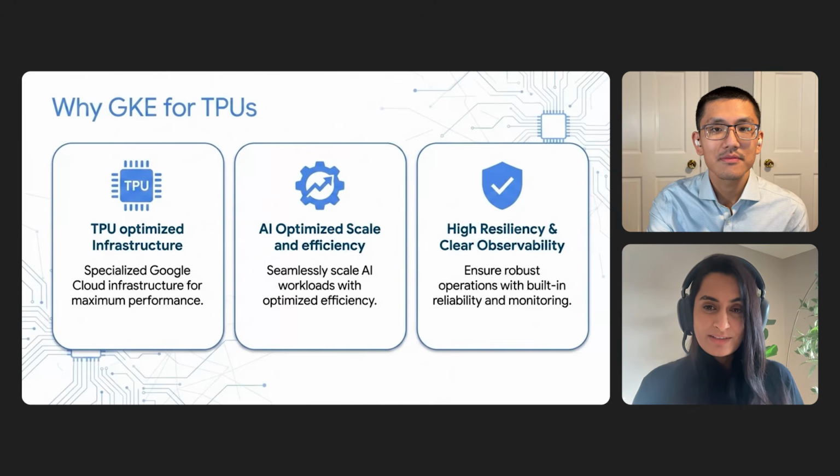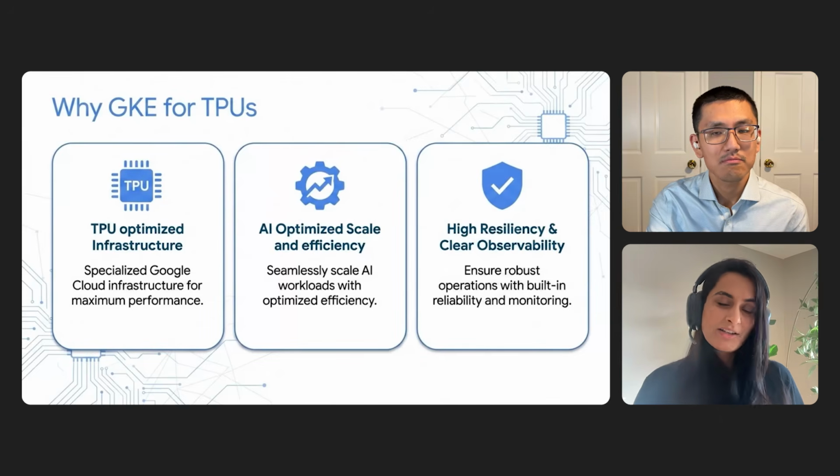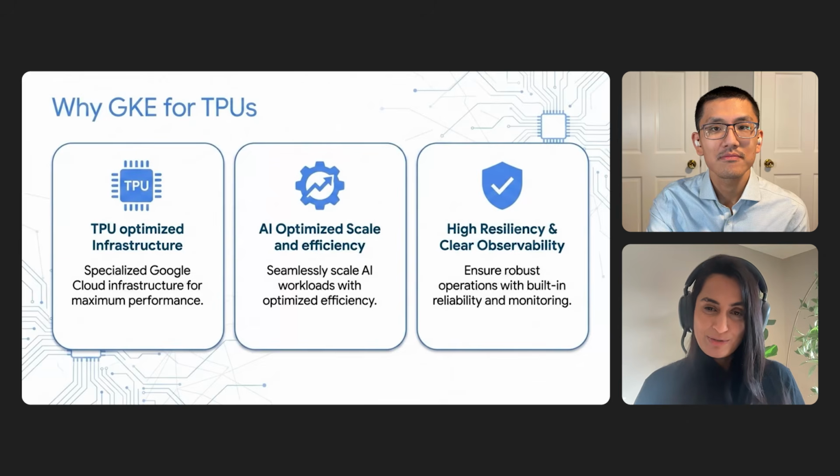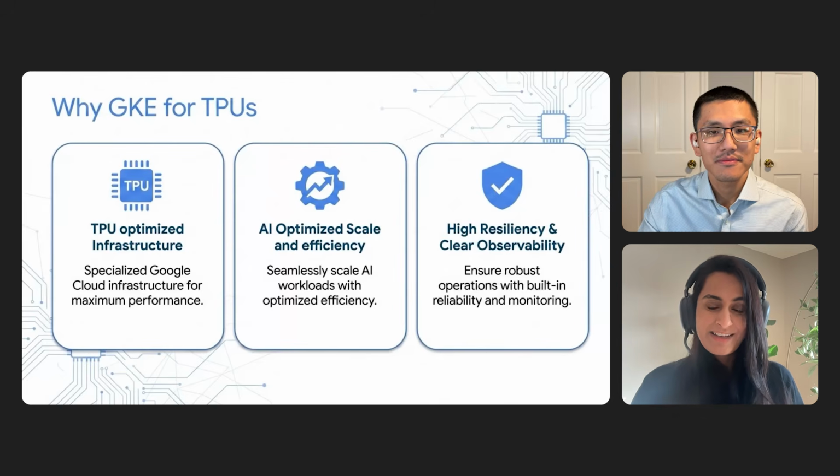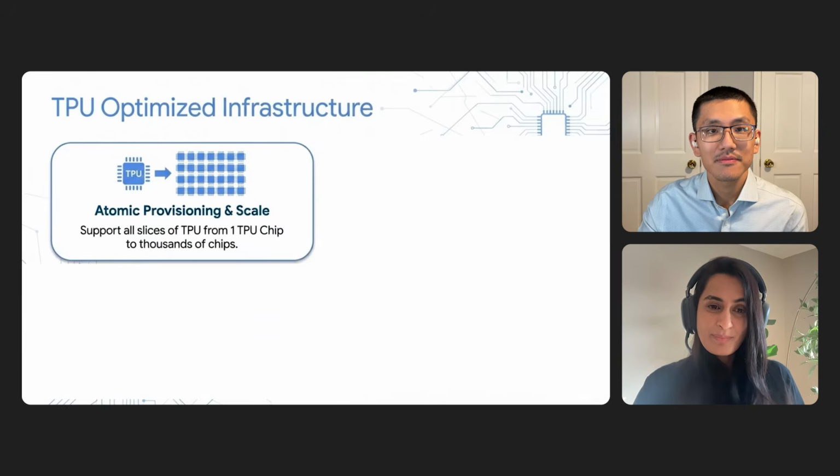As you know, I think we recently published that we support about 130K nodes on GKE, meaning your thousands and thousands of chips can be used as one atomic unit for large-scale training for all your frontier models. Let's get deep into each one of them.